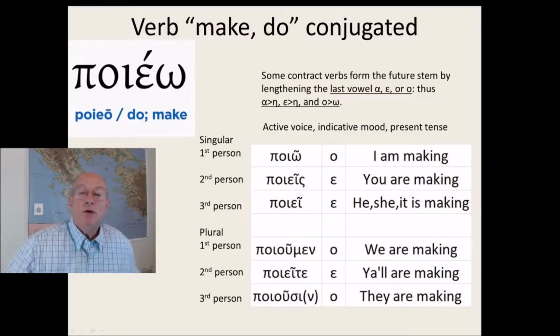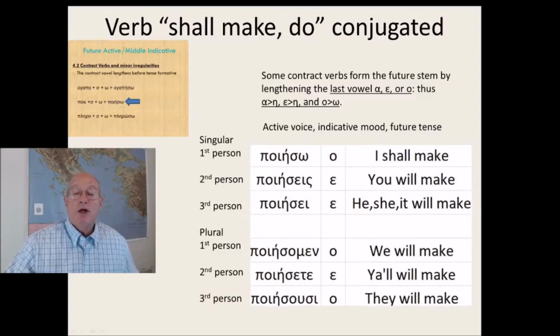All right, so here's the verb to make or to do, which we've seen before. This is an epsilon contract verb, and I'm going to read it in the present tense. Active voice, indicative mood, present tense. I am making, etc. Poio, poies, poie, poiomen, poiete, poiusi.